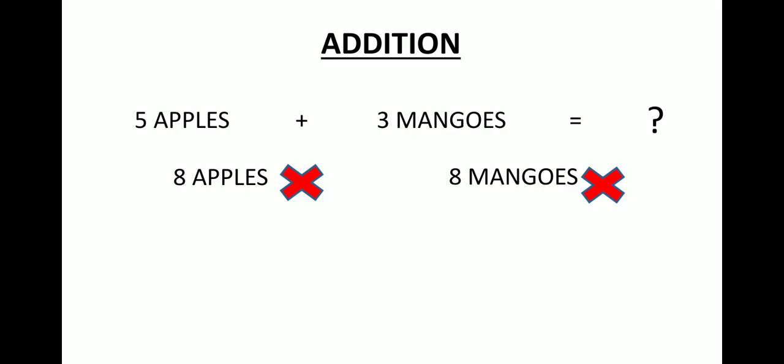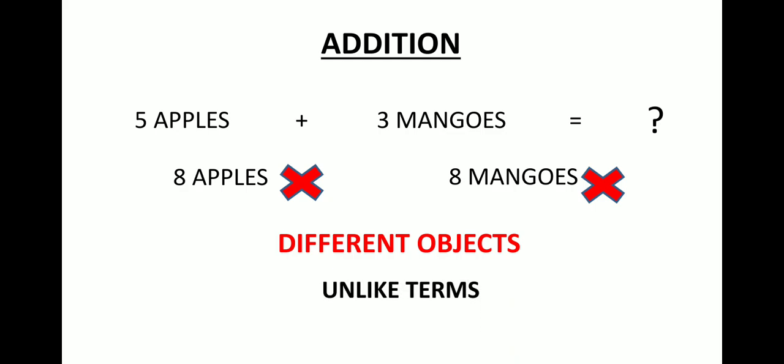Why can we not say 5 apples plus 3 mangoes gives us 8 apples or 8 mangoes? In both the cases, the answers are wrong because these are different objects. Apples and mangoes, since they are different objects, we cannot add them. And in algebraic terms, we say they are unlike terms.